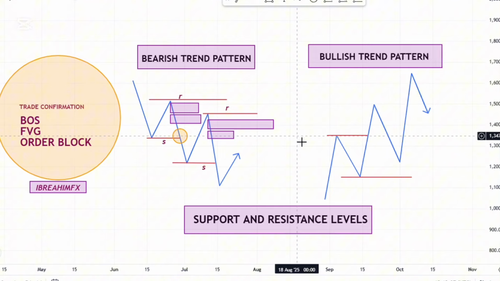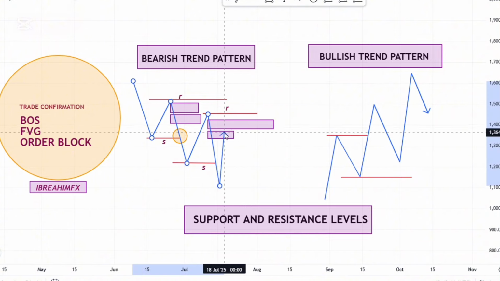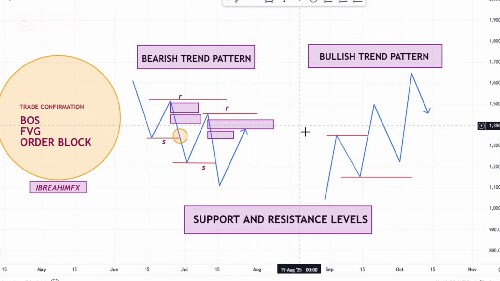So right here, after you have identified your order block and fair value gap, the next thing is that you should wait for the market to reverse back and enter the order block. After the market has entered your order block, the next thing is to place your trade.